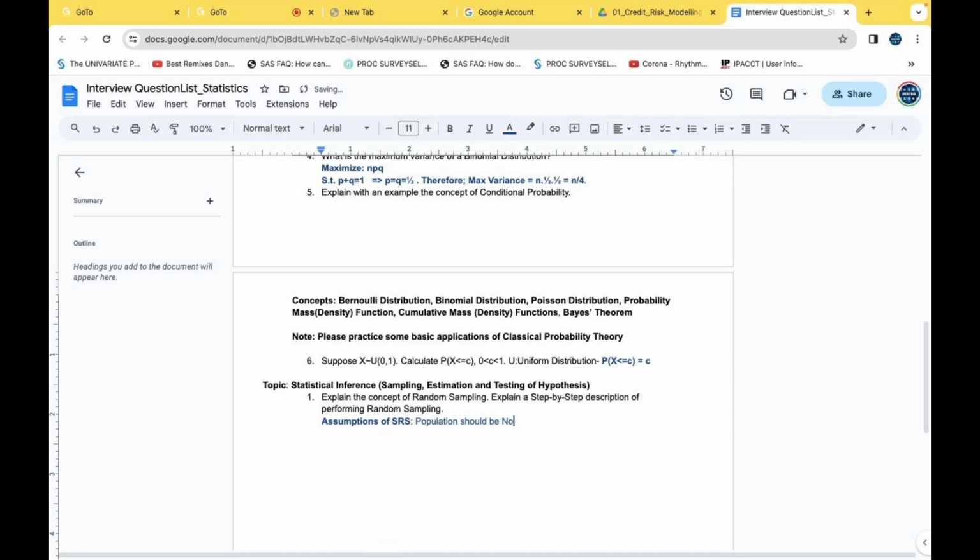So the assumption of simple random sampling is that the population should be normally distributed, that is, symmetric in nature, right? So I need to first of all test for symmetricity. So how do I implement this? Before I'm doing a sample, my tests will be tests of symmetricity.